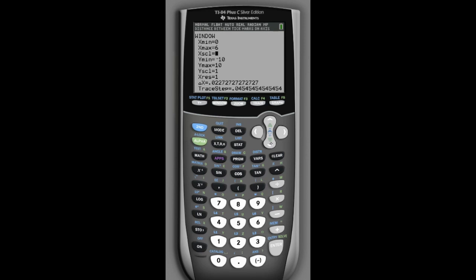And then our y min and y max. Well, we're talking about the growth of a plant, so it doesn't make sense to talk about negative growth. So we'll start at 0. And I'm not 100% sure how high up this is supposed to go, so let's just take a stab at it. Let's say 10. Let's see if 10 works here.